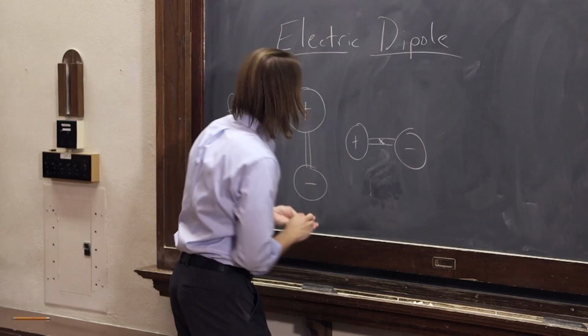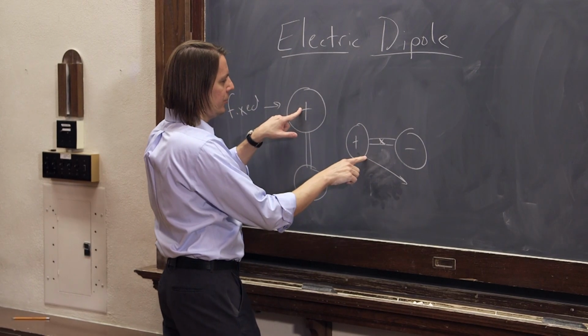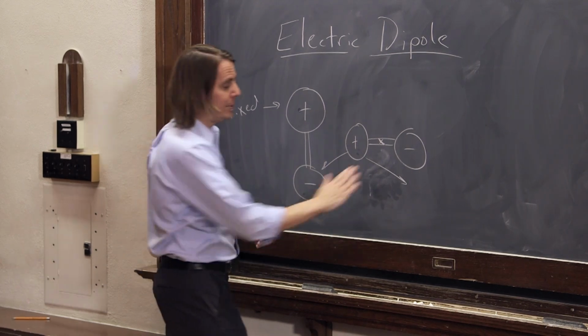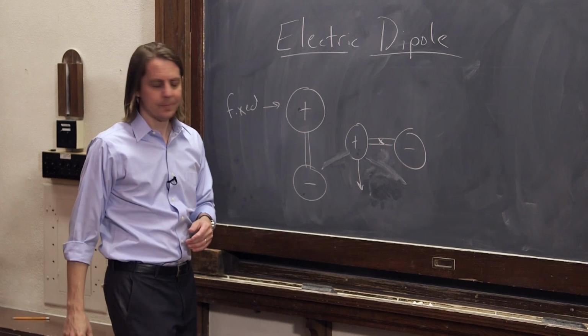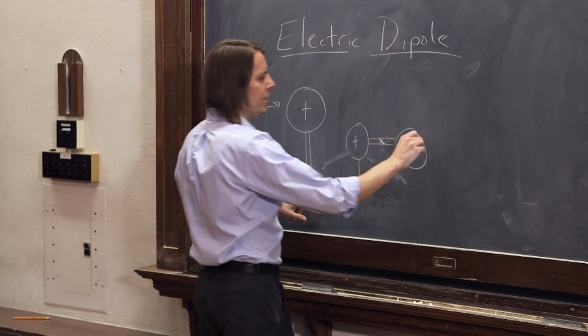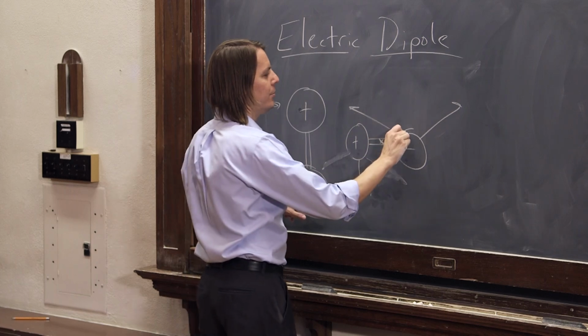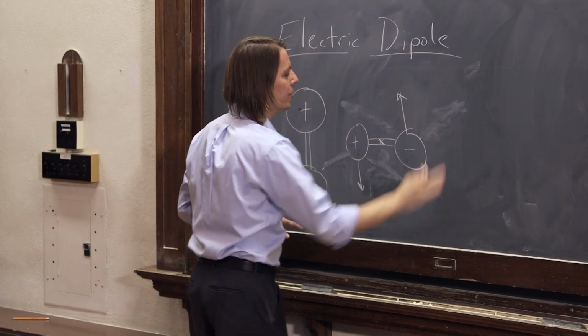Let's see. It would feel a repulsive force here, from those two positive charges. It'd feel an attractive force here. So the net force would be down. Together, those would want to push the positive charge down. And then the negative charge would feel a force that way, and it'd feel an attractive force that way. The net force would be up. So the negative charge would feel a force up.